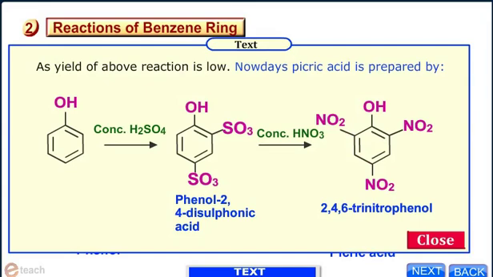As yield of above reaction is low, nowadays picric acid is prepared by the reaction C6H5OH in presence of concentrated H2SO4 gives C6H3OH (SO3H)2, that is phenol 2,4 disulfonic acid, which in presence of concentrated HNO3 gives 2,4,6 trinitrophenol, which is known as picric acid.